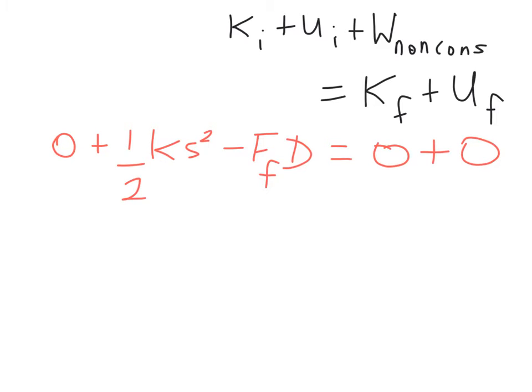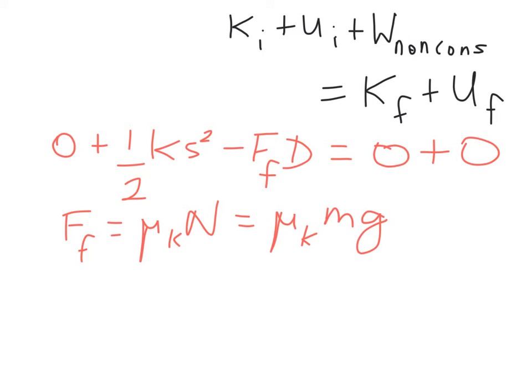Okay, so we know most of these things except S and the force of friction, but this is kinetic friction, so we can use the kinetic friction formula. The force of kinetic friction is the coefficient of kinetic friction times the normal force, and in this case the normal force is balanced out by the weight of the block, so we have mu k times mg.